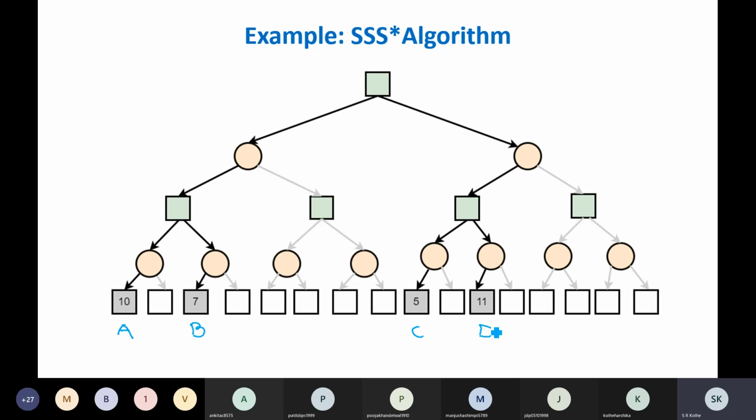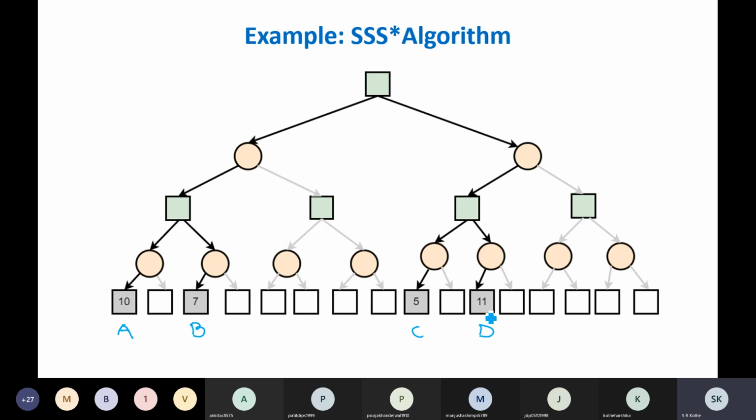So what will SSS star do? SSS star will now focus on this cluster D because D seems better. That is the heuristic information that SSS star uses, which is not the case in alpha beta cutoff. It blindly moves from left to right. So this D will be picked up for further refinement.